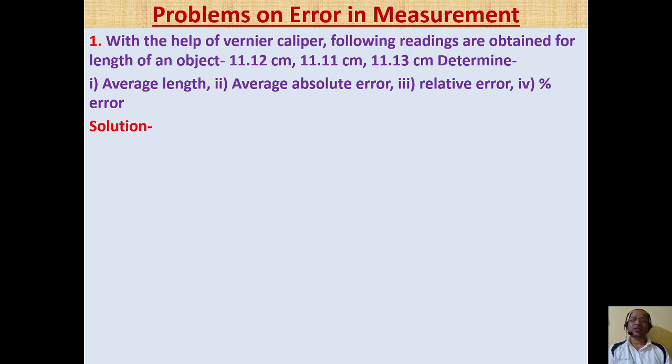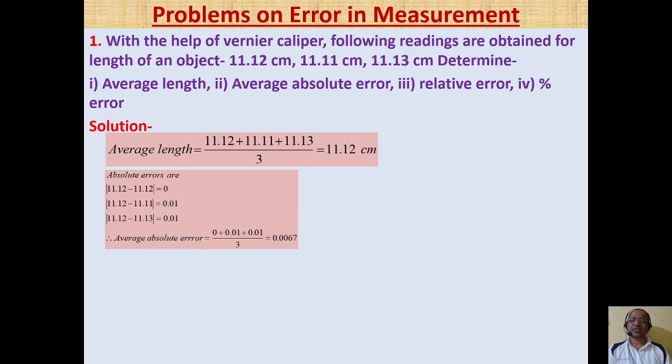Now let us have certain problems based on error. In the first example, 3 readings are given and we have to finally find the percentage error. The first step is to find the average length. Add all the 3 readings and divide by 3, and you get the average length as 11.12 centimeter. Second step, find all absolute errors. For finding the absolute error, take the difference of each reading and the average length and take it in mod, so positive values are taken. So absolute errors are found here.